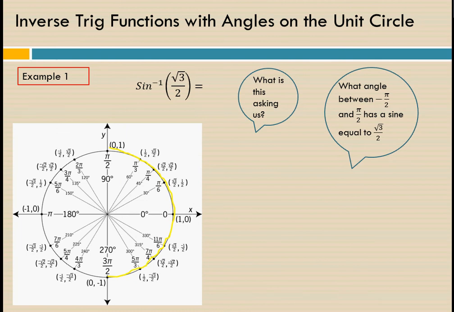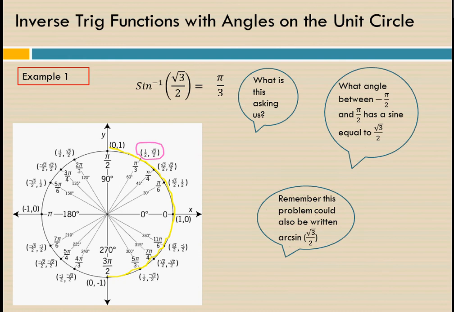So let's pop up a unit circle here, and I'm going to highlight negative pi over 2 to pi over 2. Okay, so I'm looking for an angle, and anytime I'm asked for sine inverse, I'm looking in this range. I'm looking for an angle between negative pi over 2 and pi over 2 that has a sine equal to the square root of 3 over 2. Well, there it is right there. It's pi over 3. Pi over 3 has a sine of square root of 3 over 2, so that's my answer. The sine inverse of square root of 3 over 2 is pi over 3. Now remember, this problem could have also been written arc sine of square root of 3 over 2. You'll see those notations interchangeably.